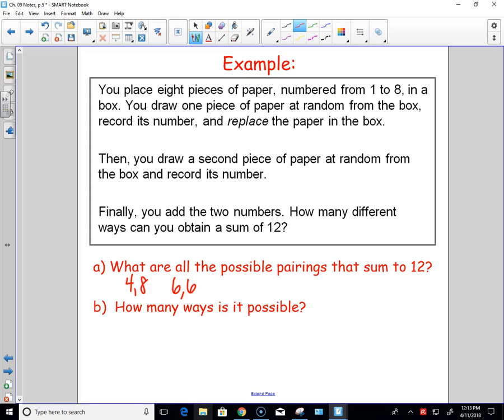10's going to be too big. 7 and 5. Okay, so there are 3 different pairs of numbers that would work. 4 and 8, there's a 4, there's an 8, there's a 7, there's a 5, there's a 6, there's a 6. But is that the same answer, 3, for letter B?